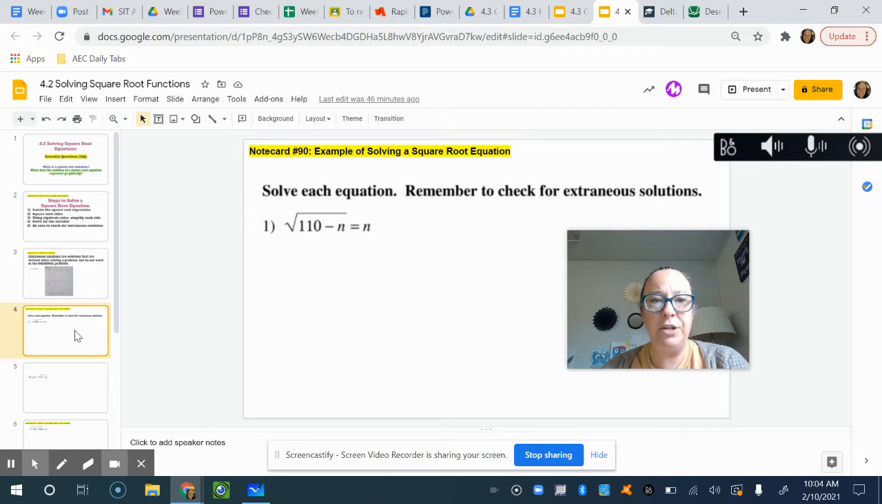All right, now we're going to move on to note card 90, where we're doing an example of solving a square root equation. We're actually going to do an example. So we're going to solve this one. The square root of 110 minus n equals n, and we're going to have to remember to check for extraneous solutions.